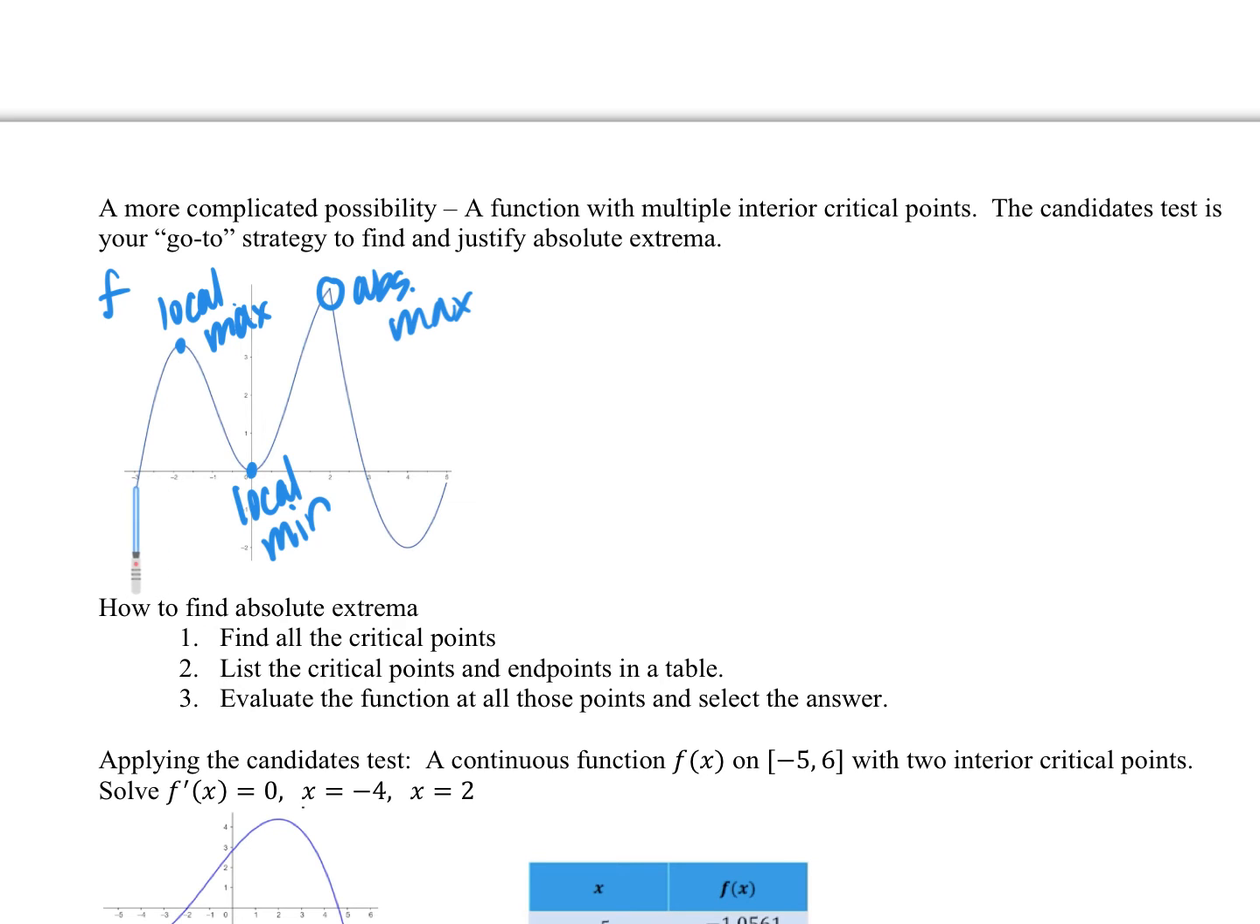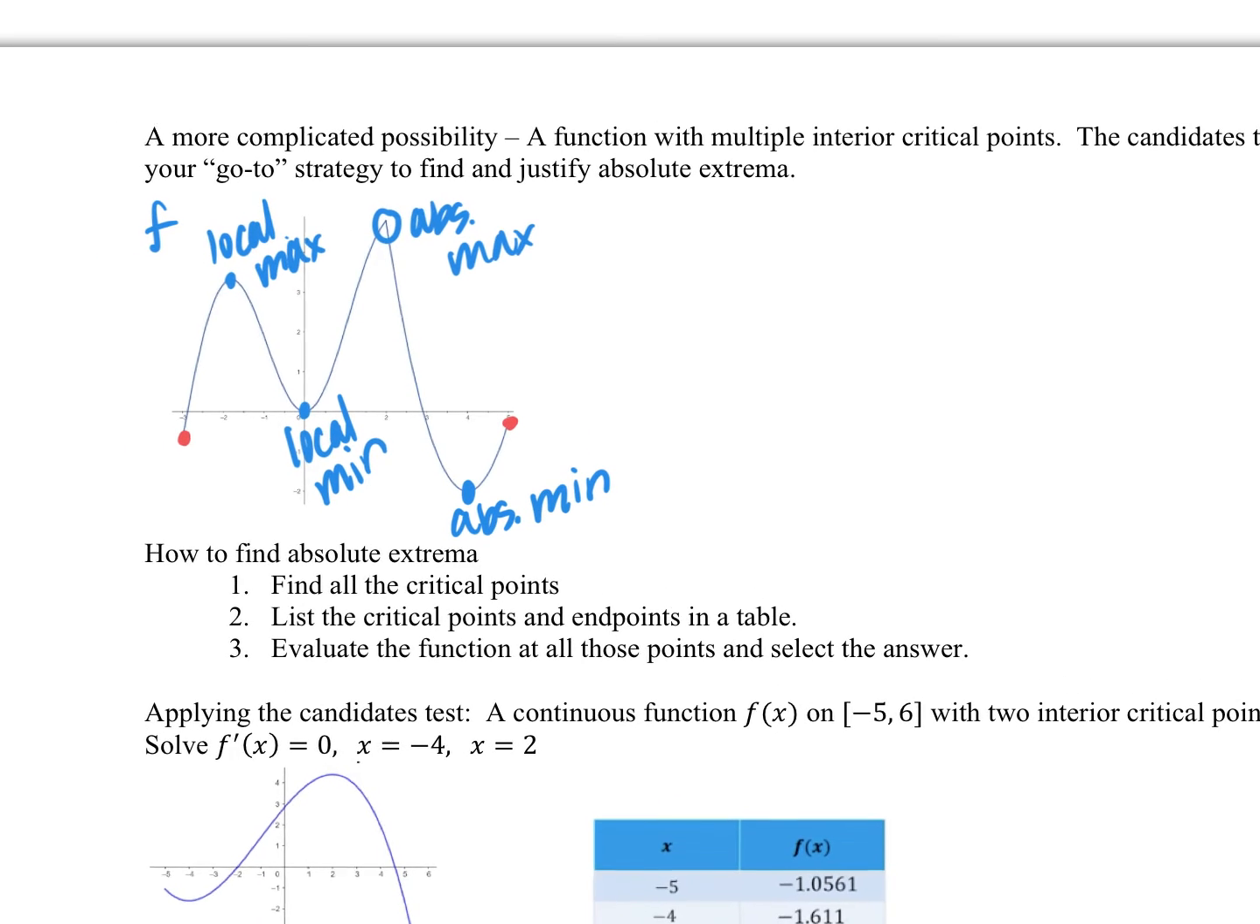And then over here, do we still have extrema here? We sure do. Oh, wait, I missed one. What do we have down here? Yeah, that's my absolute minimum. So my critical points still help us find extrema, but we also have got to look at these endpoints because those are gonna be some other extrema.